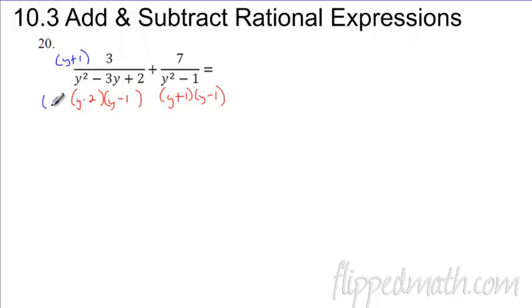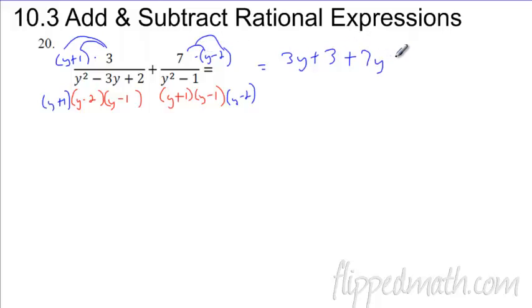Really, whatever you're doing to the bottom, you're doing it to the top. Remember, we're kind of getting that common denominator. He over here is missing a y minus 2. Whatever you do to the bottom, you've got to do it to the top. So when I multiply this out, I'm going to distribute this out. I'm looking at 3y plus 3 plus 7y minus 14. So all of that is on top. The whole entire bottom is that whole thing we just wrote out: y plus 1, y minus 2, y minus 1. That's the common denominator. Then from there, all we're doing is combining like terms.